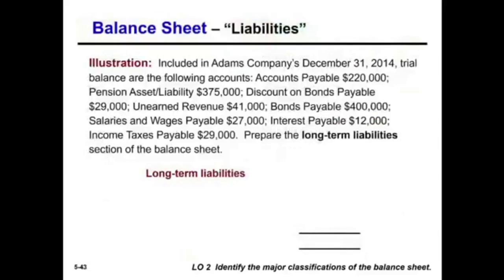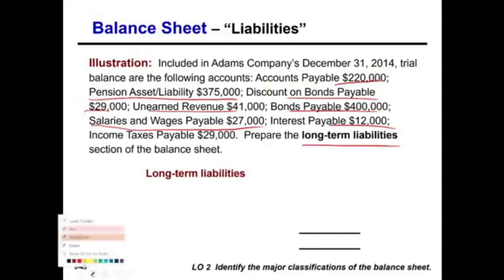Let's take a look at this example. Included in Adams Company's December 31st, 2014, trial balance are the following accounts: accounts payable, pension asset/liability, discount on notes payable, unearned revenue, bonds payable, salaries and wages payable, interest payable. So they're asking us to prepare the long-term liability section. So which are considered long-term? Well, I'm going to tell you right now, accounts payable is not. So we cross out accounts payable, the easy one that we can easily cross out. Accounts payable is not.